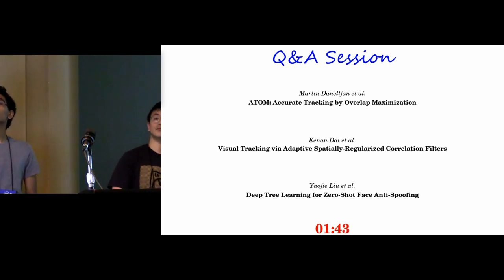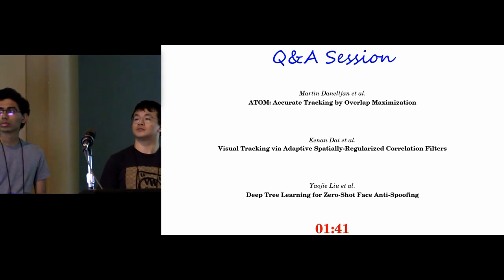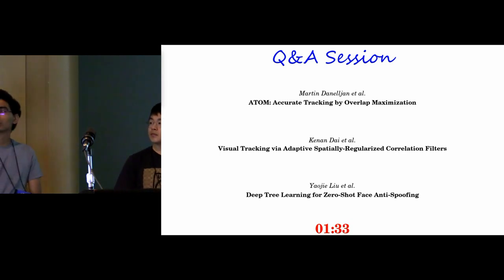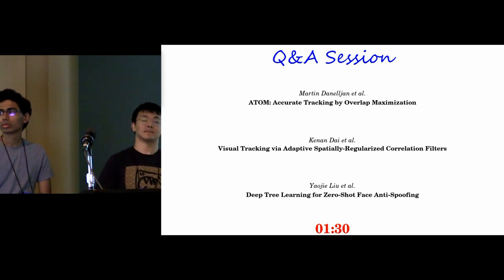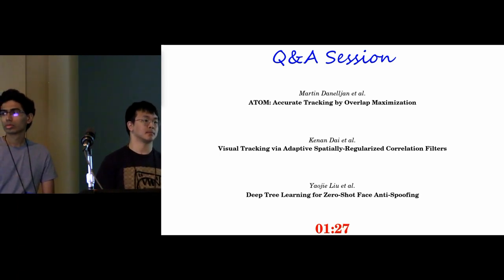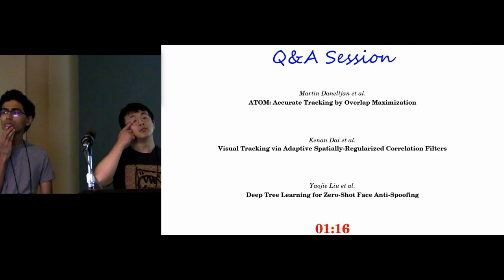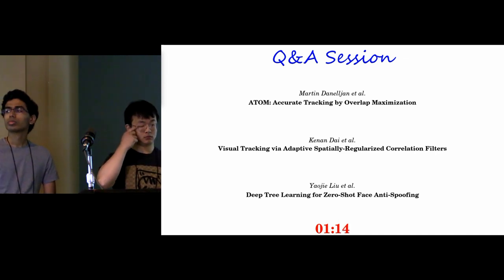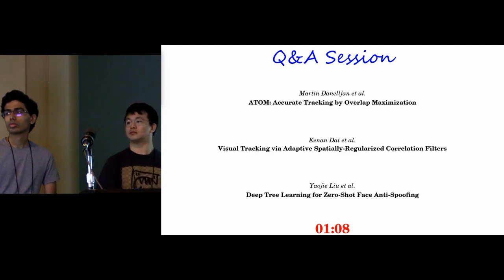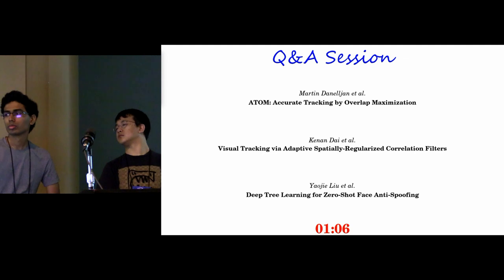Hi, I have a question for the first two tracking authors. Currently in the tracking community, people use a bounding box as a localization for a target object. It works well for rigid objects like faces, cars, and buses. But for the examples you showed, for example the figure skating, those articulated and highly deformable objects, I think bounding box localization may not be that accurate to localize an object. Can you share your comments on how the method could be extended to more precise localization?